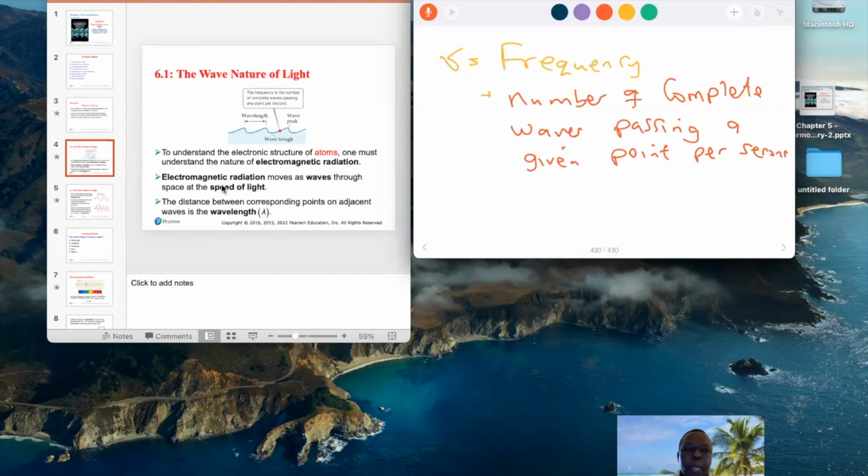It's represented by the Greek letter nu, not V. It's just like V. It's frequency. And frequency is given per second. The units are per second, or hertz. Hz, for hertz, is the unit for frequency, the number passing a given point.